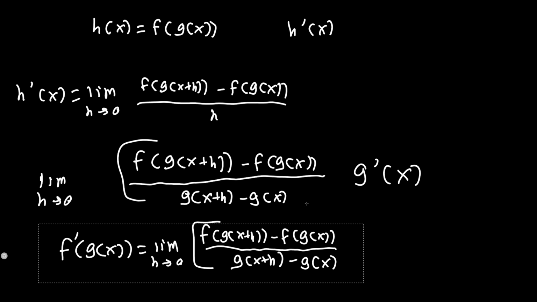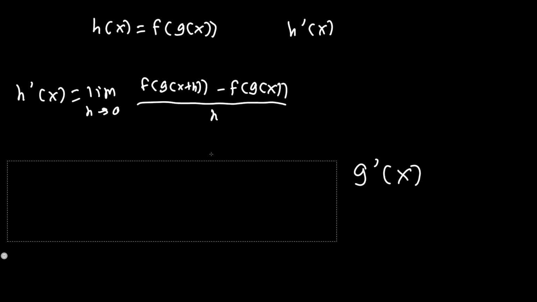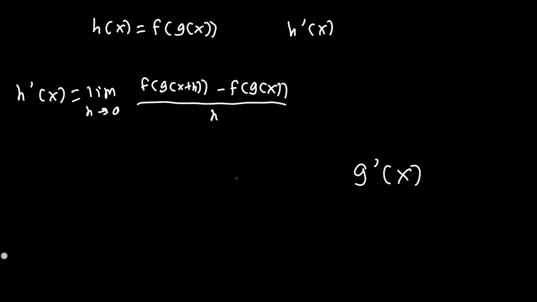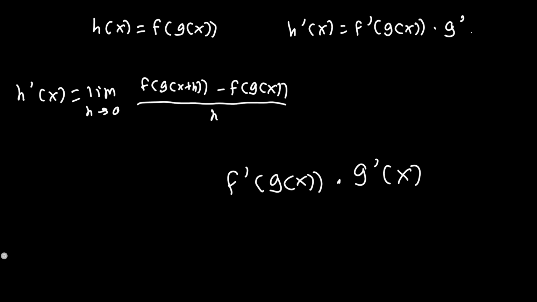So we see that these match, right? So what we can say is that we are going to have f prime of g of x times g prime of x. So h prime of x is f prime of g of x times g prime of x.